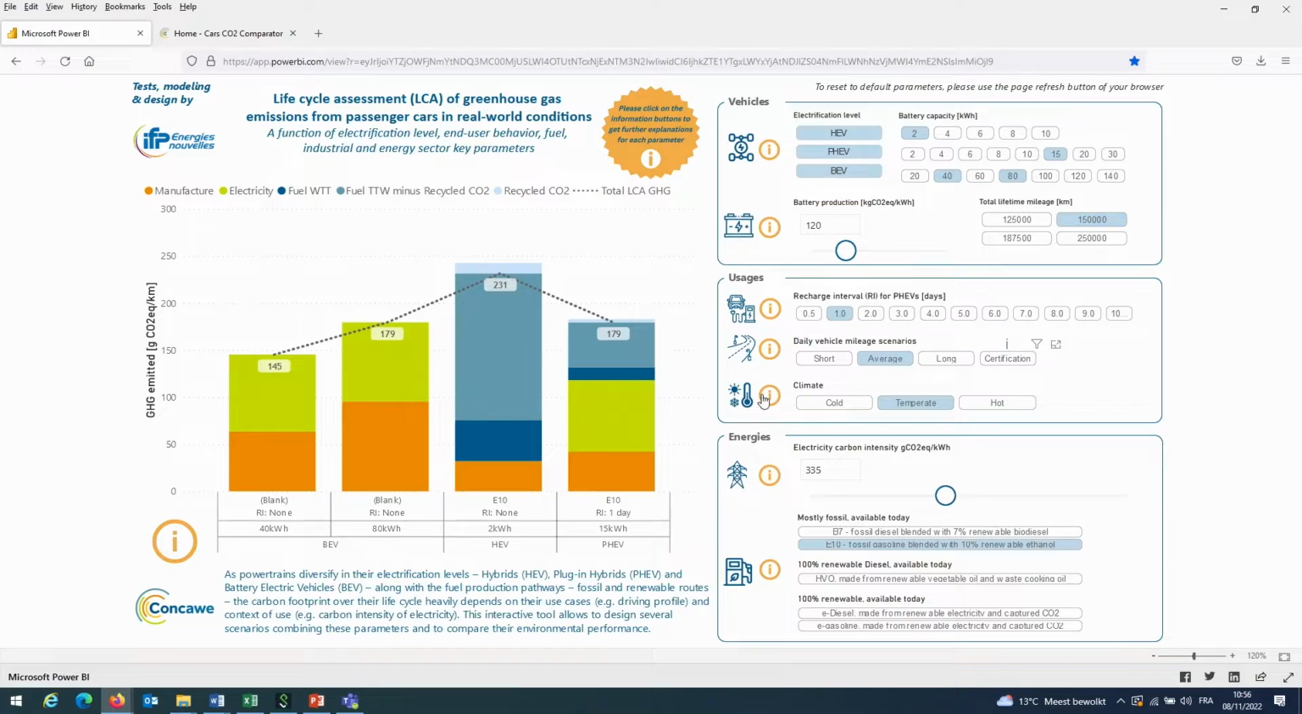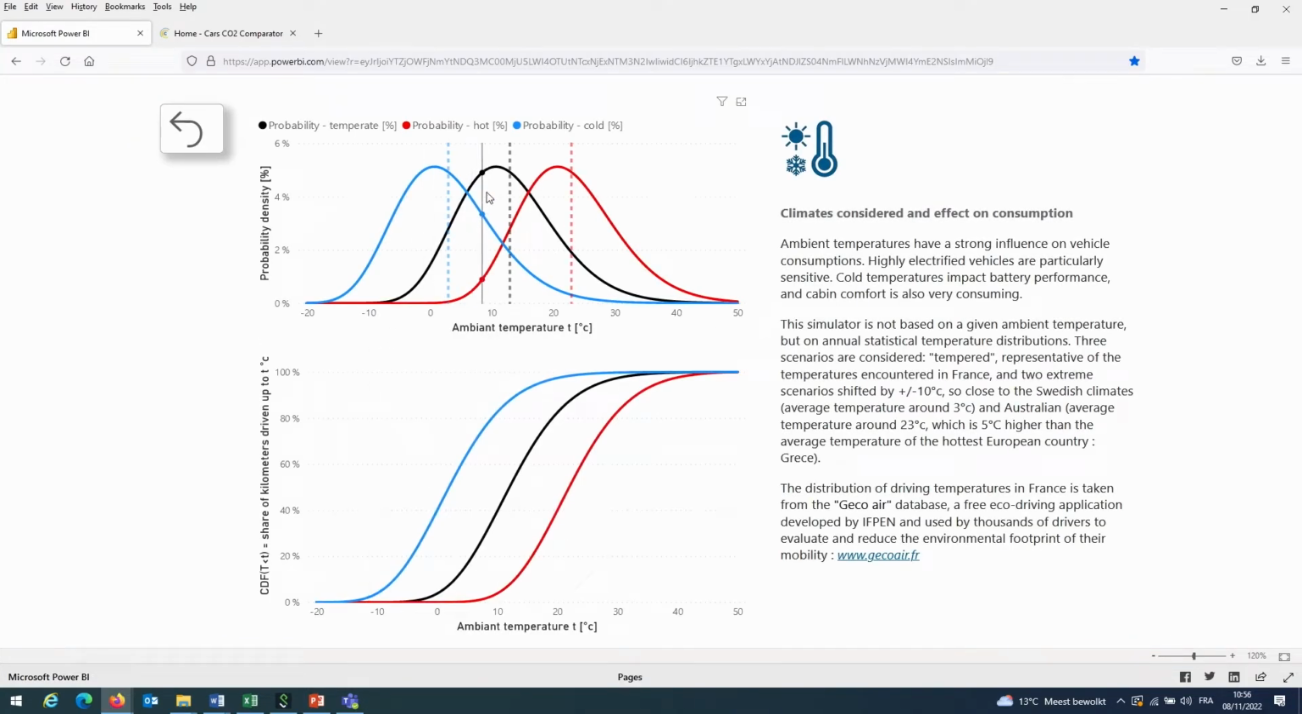And you can do the same with climate. So by default, you will use this black curve, showing again the probability density against the temperature. This black curve shows the probability density of driving in France. But if you are not happy with this climate, you can select a colder climate. The blue one is shifted by -10 degrees, and it looks like a Swedish climate. And the red one is shifted by +10 degrees, and it looks like an Australian climate, which is even warmer than the Greek climate, 5 degrees warmer, so warmer than the warmest one in Europe.